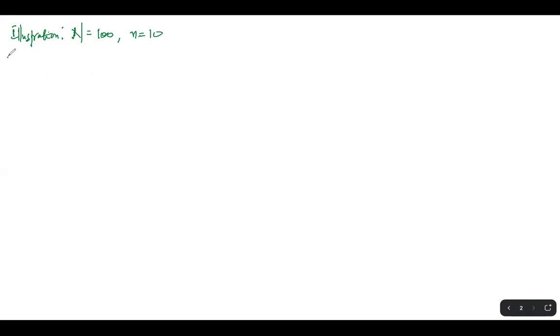So the first step is to find the sample fraction. We don't even need to write sample fraction, we can just simply write F. And F is n over N, which is 10 over 100, which is 1 over 10, which is 0.1. So our sample fraction is 0.1.